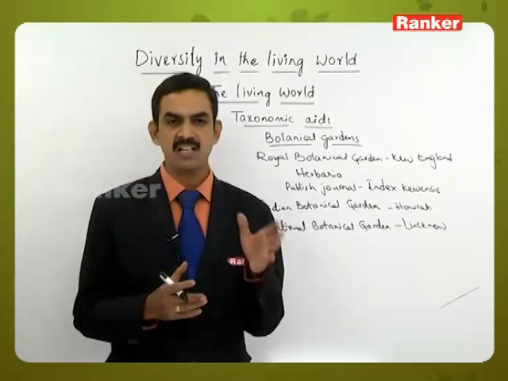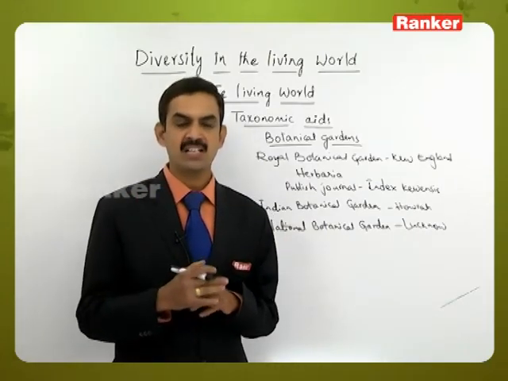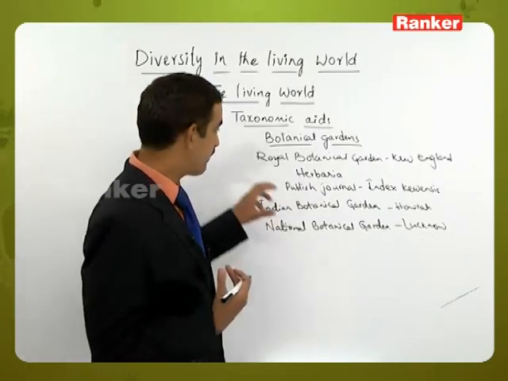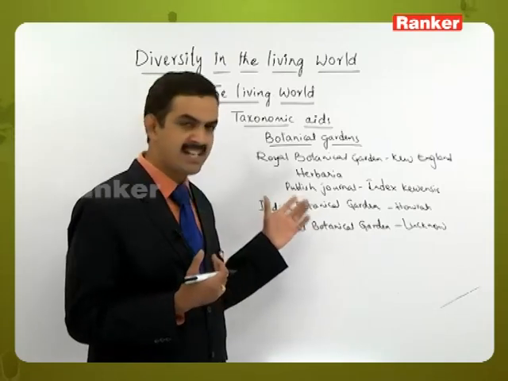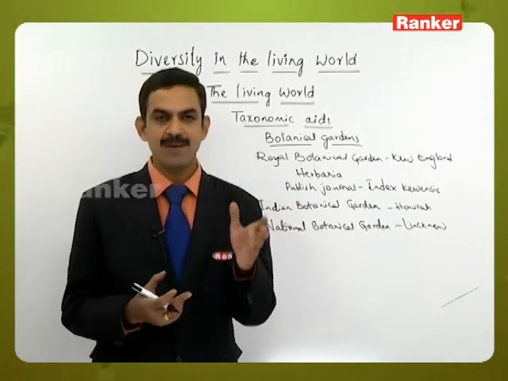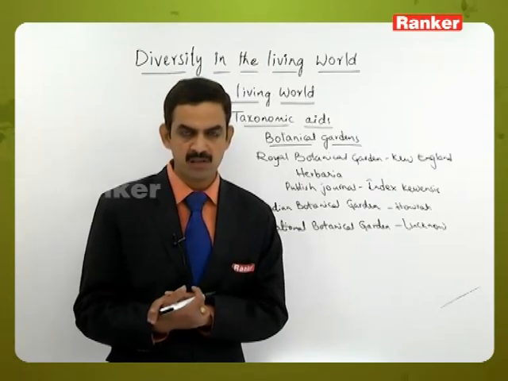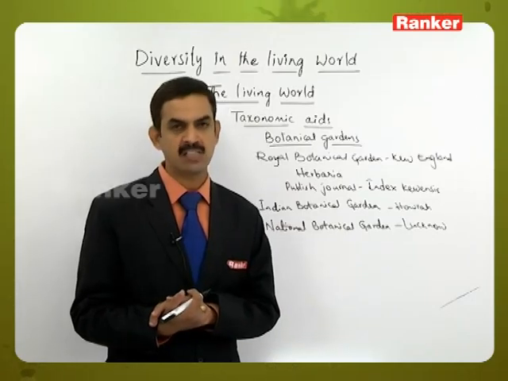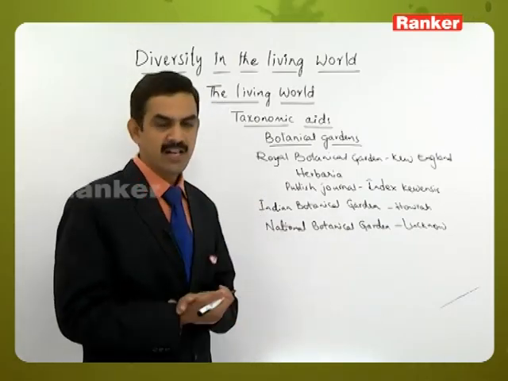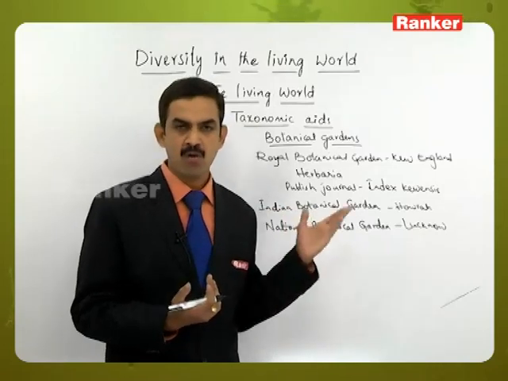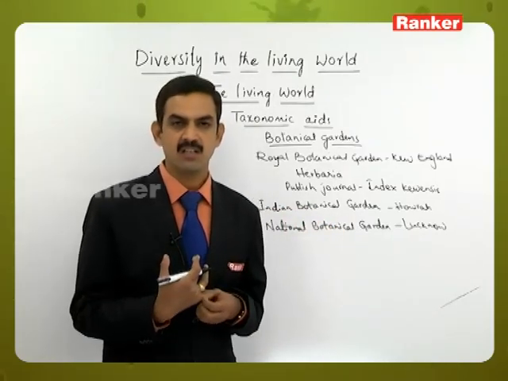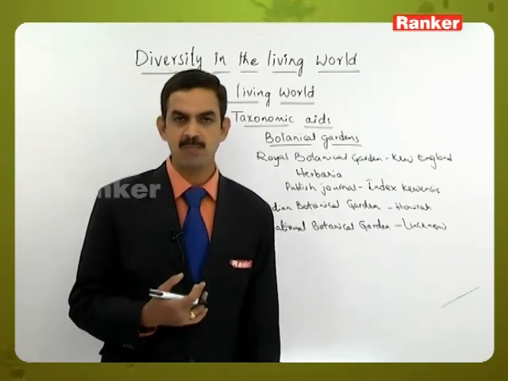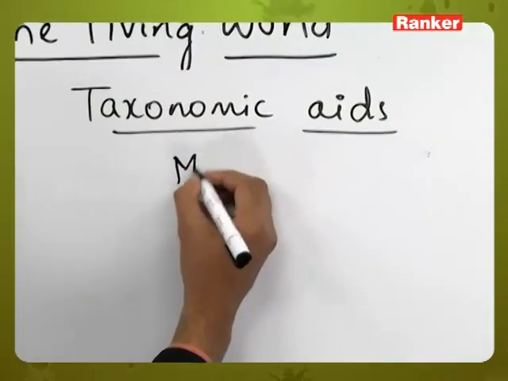If a person sees a plant for the first time, he does not have an idea whether it is a new plant or one already identified by some other person. So if he reaches the Royal Botanical Garden or any other botanical garden, he comes to know whether the plant he observed is a new plant species or a species already identified by other persons. So either by using the herbaria, or the digital herbarium, or by seeing the plants live, this is how botanical gardens are useful in the identification of plant species. In taxonomic aids, the next one is the museum.